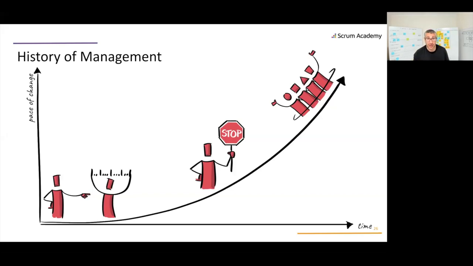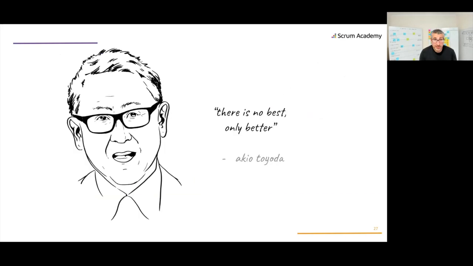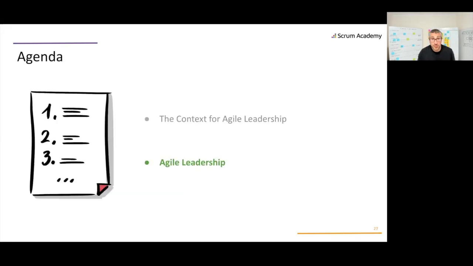So we see a pattern here, and that pattern is decentralization of decision-making. So there is no best, there's only better. Quick reminder from Akio Toyoda. Now, this is the first piece, the context of agile leadership, right? Innovation becomes more and more relevant due to external and internal drivers. The way to innovate, the way to deal with higher complexity, is to have more and more decentralized decision-making.